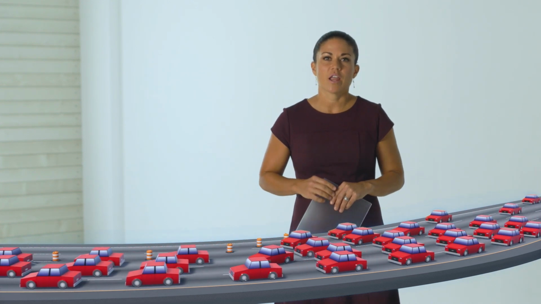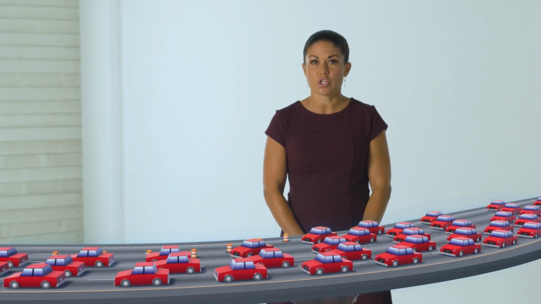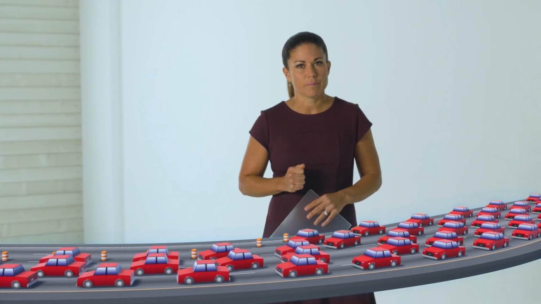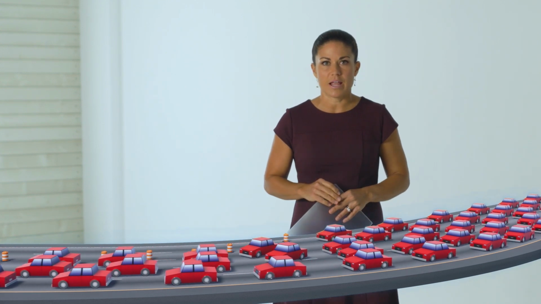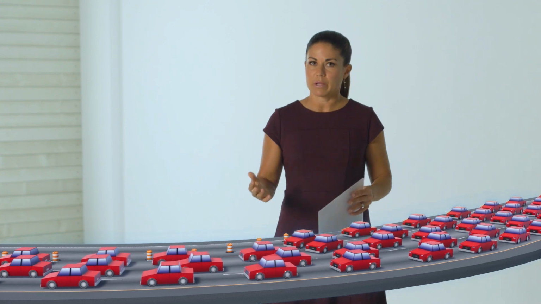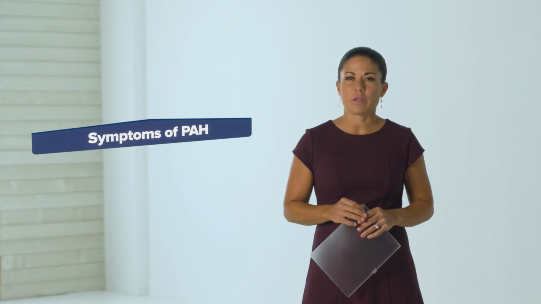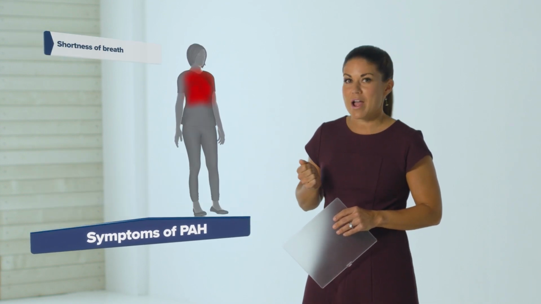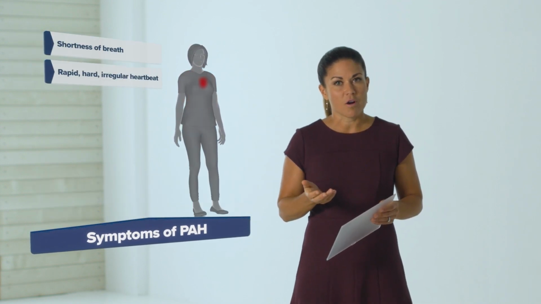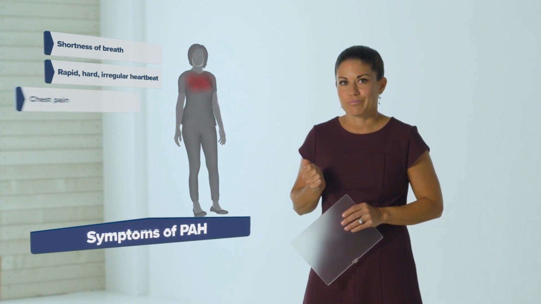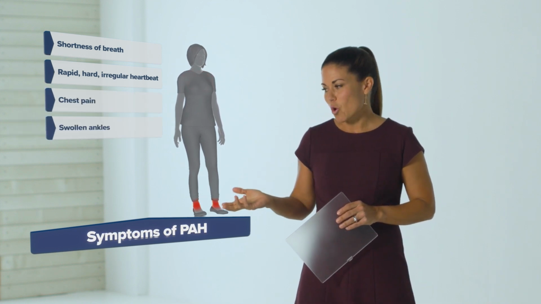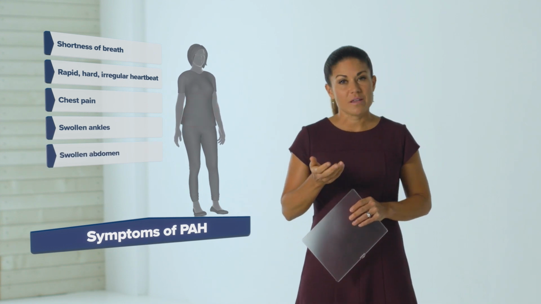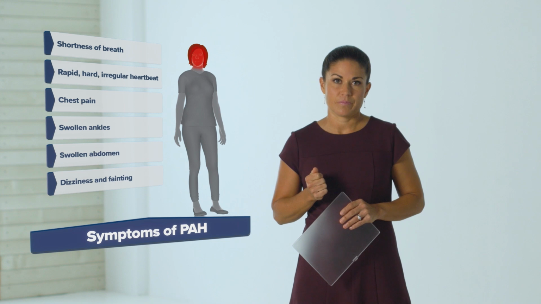In your body, narrowed blood vessels cause the blood flow to slow and back up into the right side of the heart as it struggles to keep up. This means less blood is able to get pushed through the lungs to pick up oxygen. You are likely familiar with at least some of the PAH symptoms, like shortness of breath, a rapid, hard, irregular heartbeat, chest pain, swollen ankles, a swollen abdomen, or even dizziness and fainting.